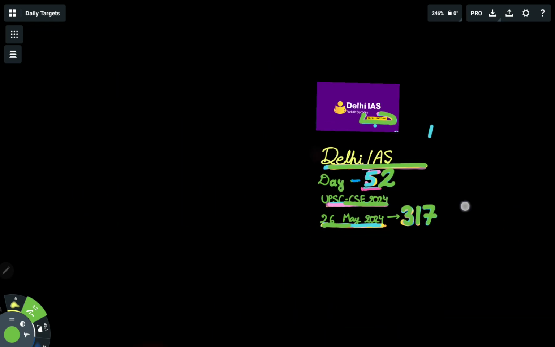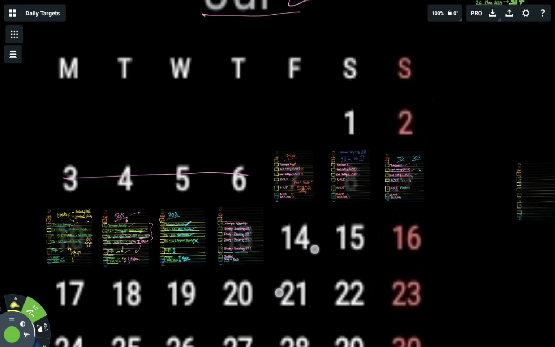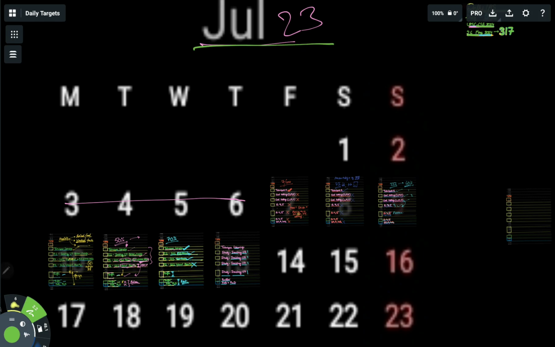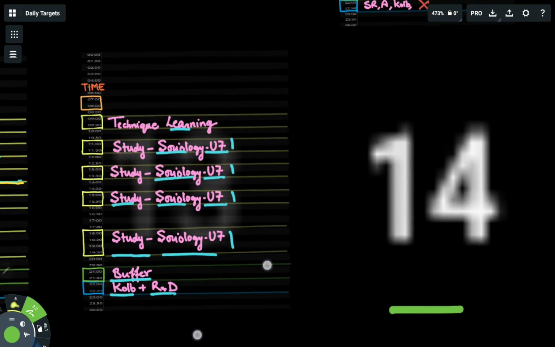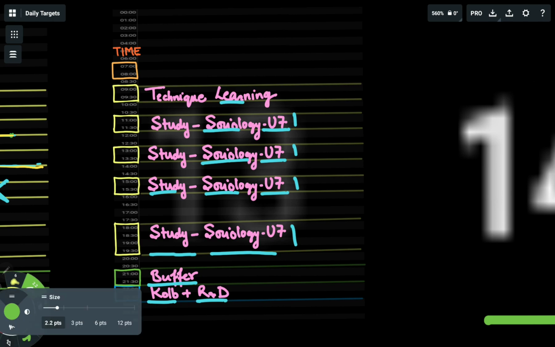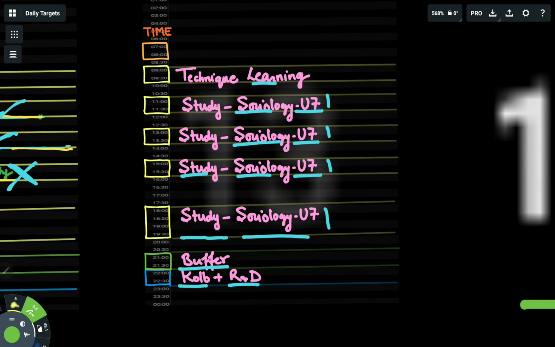Okay, so let us see my today's schedule, but before that let us see what I have achieved from my yesterday's schedule. As you can see, this is July 23 and today is 14 July and yesterday was 13 July. So let us see what I have achieved from my yesterday's schedule. As you can see in this, friends, yesterday I did this study block very nicely, that is technique learning, and after that I didn't study. So yesterday I didn't study.